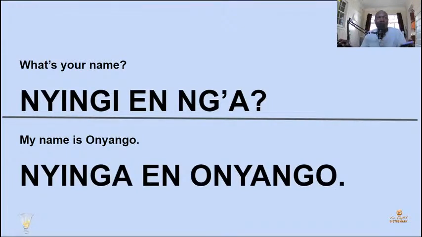I noticed that many people speaking the Luo language have a great problem pronouncing the apostrophe between the G and the A when you say nga. Suppose you wanted to say sing. When someone is singing, the singing part is what we call nga. So Nyingi en nga becomes what is your name. If you're called Onyango, then you say Nyinga en Onyango.